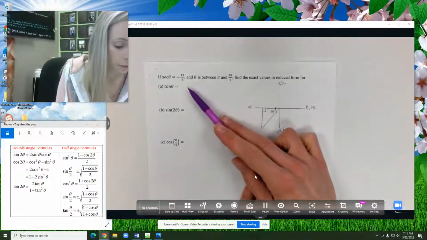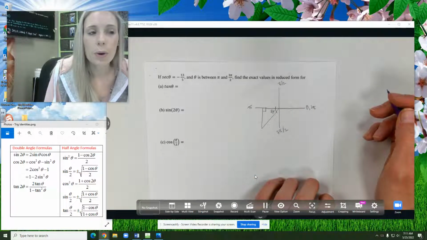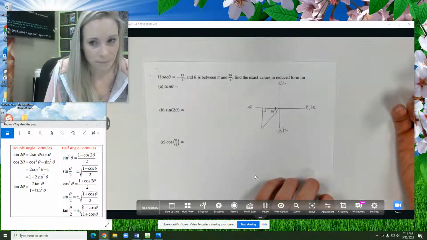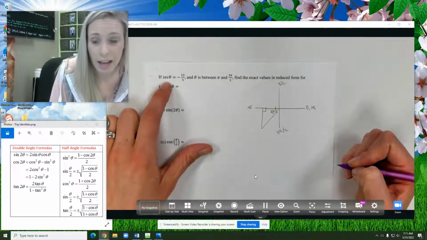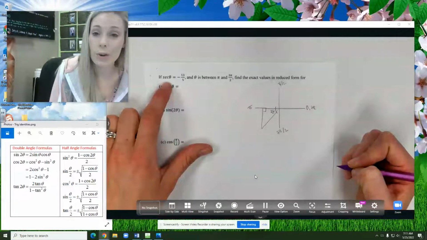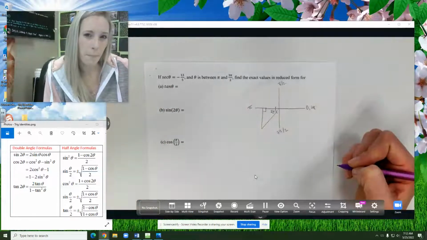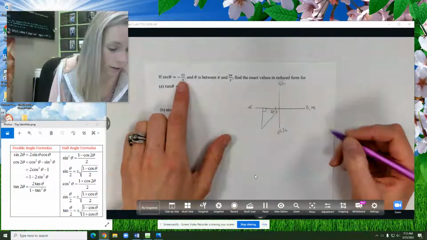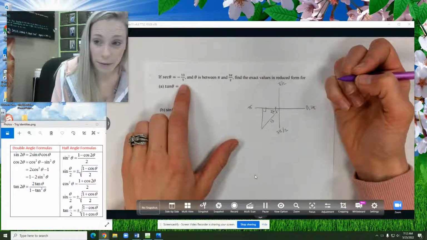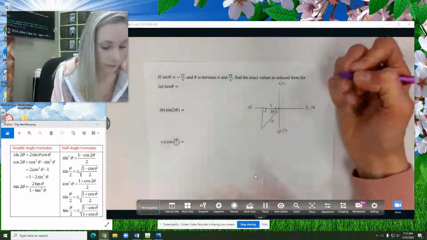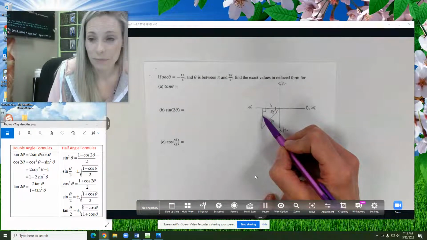Now we need to use this information right here to figure out some of these side lengths. So what is secant of theta? Well, secant of theta is the reciprocal of cosine of theta, and cosine is adjacent over hypotenuse. The reciprocal of adjacent over hypotenuse is when you flip them, so it's going to be hypotenuse over adjacent. So 13 is our hypotenuse, and adjacent is going to be 5. This is the adjacent side to theta because theta is always pointing to the opposite.